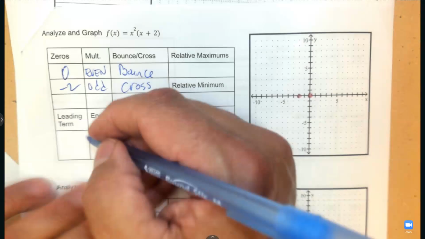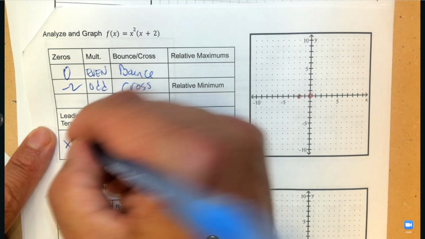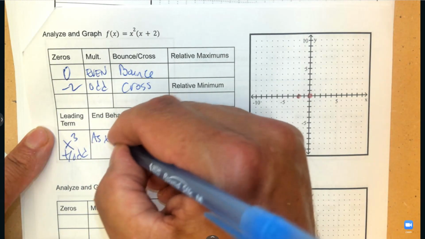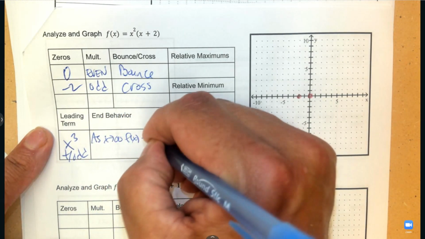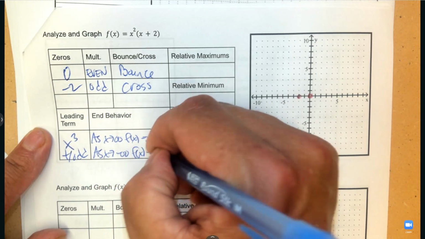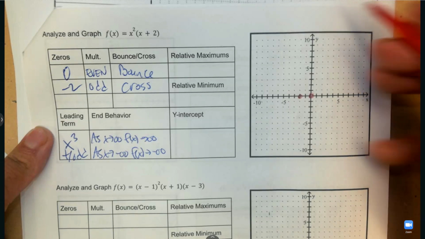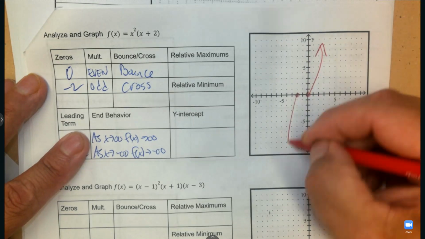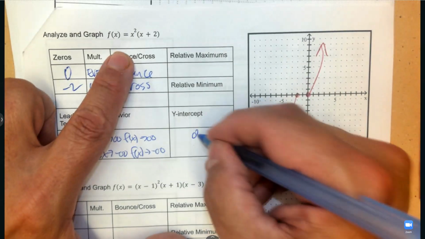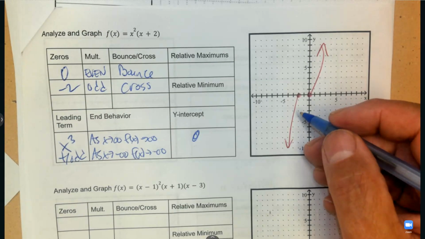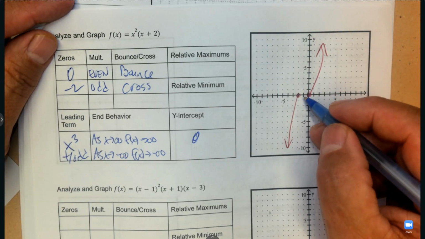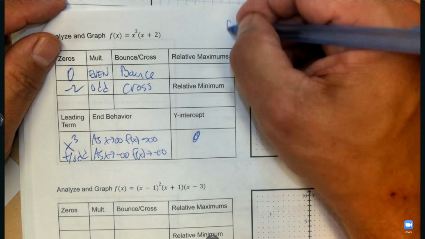The end behavior is the leading term, x squared times x. So it's positive and odd, which means the right end goes up and the left end goes down. So this goes up, this goes down. The y-intercept is when you plug in 0. That's going to be 0 on the graph. The last thing you need to do is find the missing x value in the middle, which is at negative 1. So I'll do that up here.